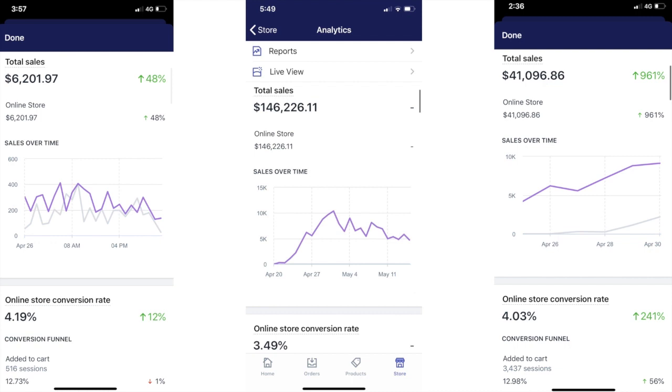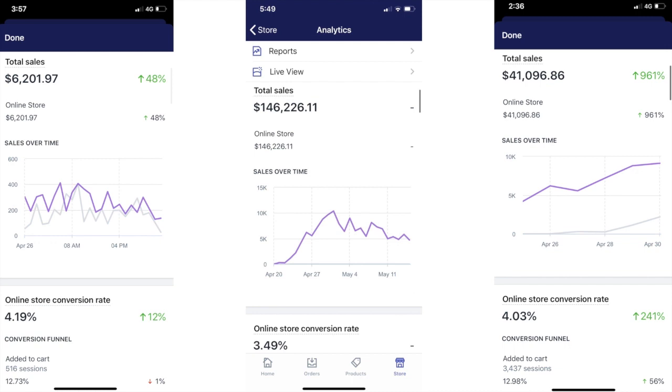146,226.11 USD, which equates to just over 220,000 Australian dollars. Now on the left hand side, that screenshot is a daily screenshot. So you can see that's going to be for April 26th. And for April 26th, that store, just that one day only, generated 6,201.97 USD. Now this equates to just over 9,000 Australian dollars. You can see bottom left as well, the online conversion rate is about 4%, which is awesome.